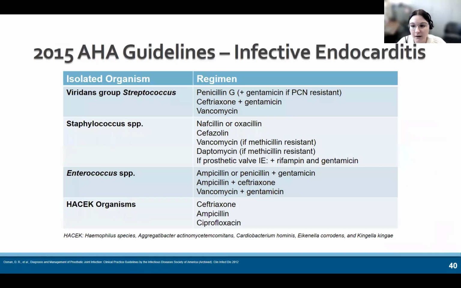AHA infective endocarditis guidelines are separated by organism and recommend IV treatment for most patients. However, they do include oral as an option in patients for whom IV therapy is problematic, and they use data from the 1996 and 1989 studies, such as for those who use IV drugs.